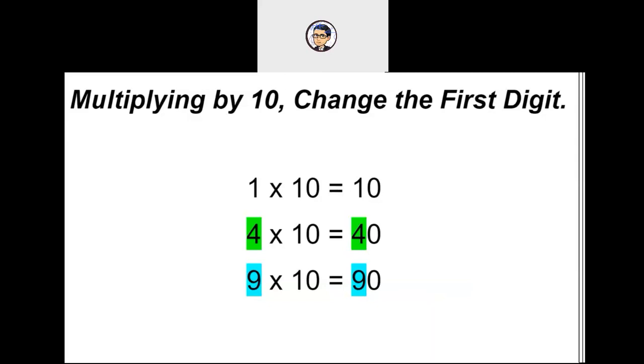9 times 10 equals 90. 8 times 10 equals 80. 2 times 10 equals 20. If I change the tens column, I know that I can solve multiplication facts involving 10.